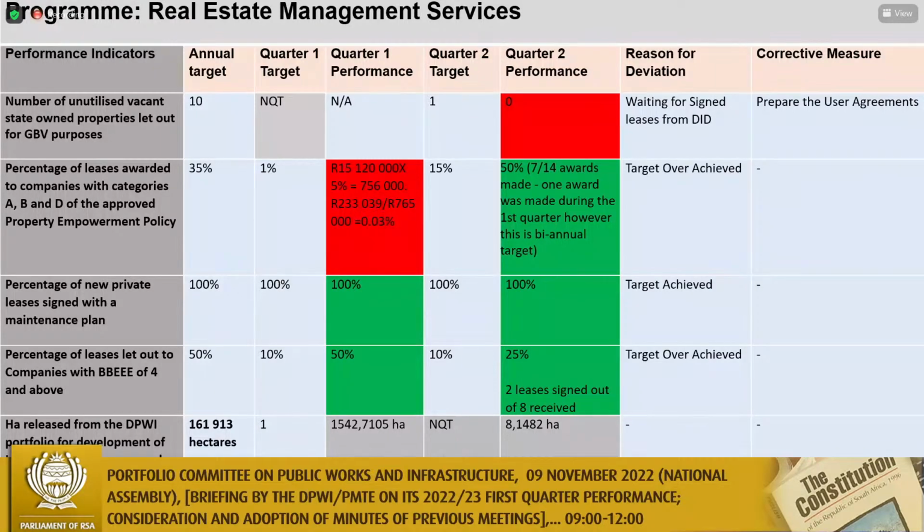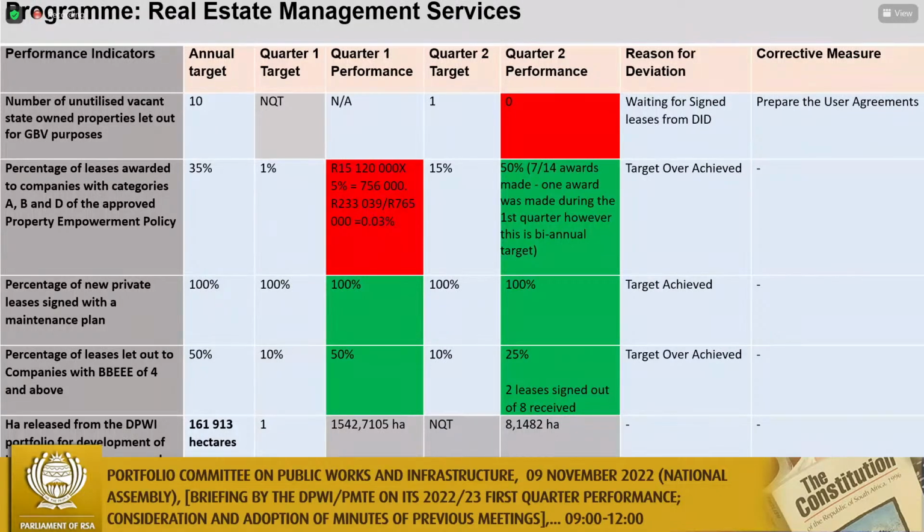Not a quarterly target, but one of the issues is that we did not achieve in the quarter because we had engaged with the Gauteng Provincial Department of Infrastructure Development to sign a lease that will actually use these facilities for GBVF.